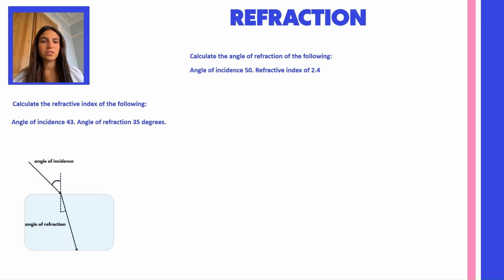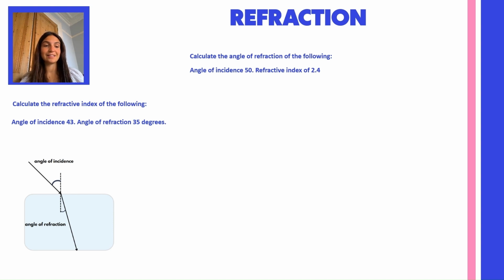Okay, let's do some questions involving some of our equations for this section. So on the left here, calculate the refractive index of the following. You have an angle of incidence of 43 degrees and an angle of refraction of 35 degrees. Now, before we actually do this question, I just want to point out some of the major mistakes that people might make here. We've got a diagram here on the left showing the angle of incidence and the angle of refraction. Now, please note how those angles are measured from the ray of light.